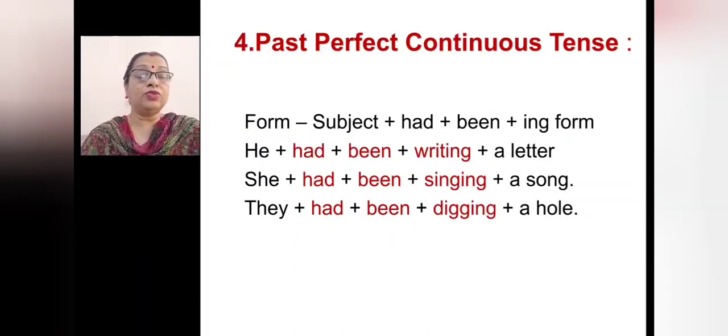Now let us move on to past perfect continuous tense. What is the form? Subject plus had plus been, B-E-E-N, remember, plus ing form. So, he had been writing a letter. She had been singing a song. They had been digging a hole. So, what do you find? Subject and here had and then been and then ing form. Okay?